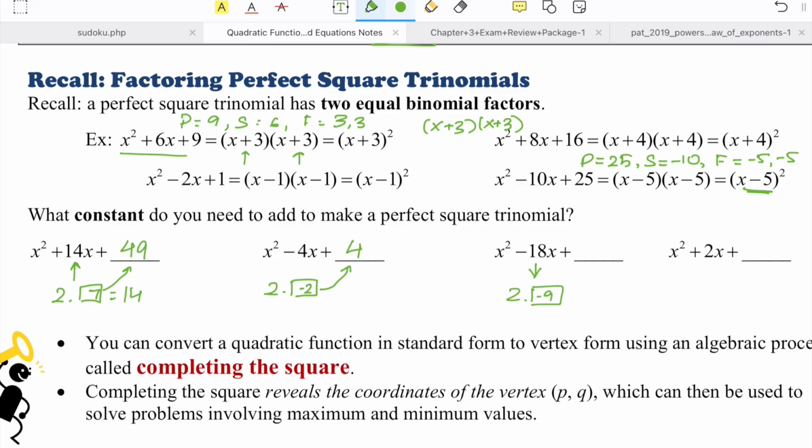2 times negative 9 is negative 18. Negative 9 whole squared is 81. 2 times 2 is 4. 2 squared is, oh no, this is 2. So 2 times 1 is 2. 1 squared is 1. Make sense? Questions, confusions?